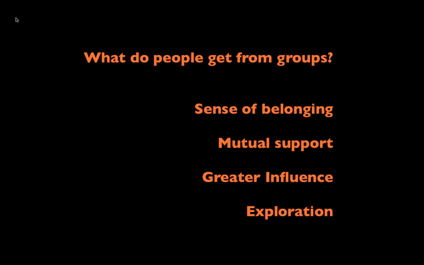We also need to know what people get from groups as well. So there are 4 different things, according to Forsyth at least. And these 4 things are a sense of belonging, mutual support, greater influence, or exploration. So this is important because people who continue participating in online communities need to be getting at least one of these. And it really helps as a community manager if you decide which of these you're going to pick.